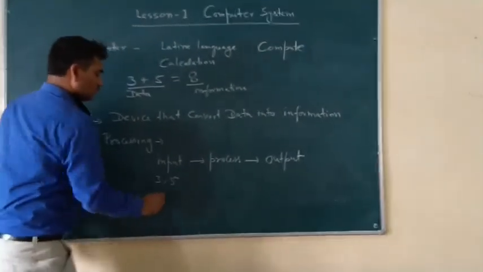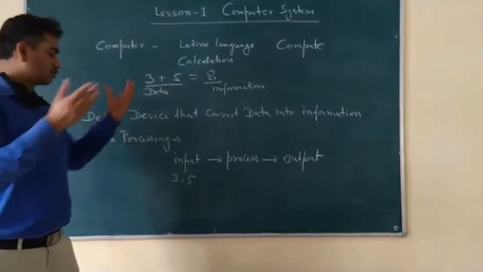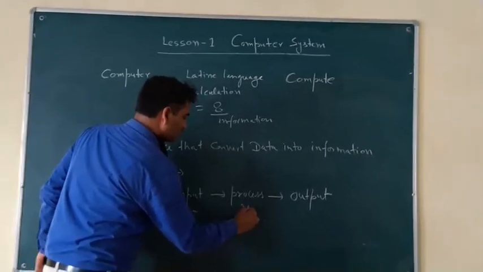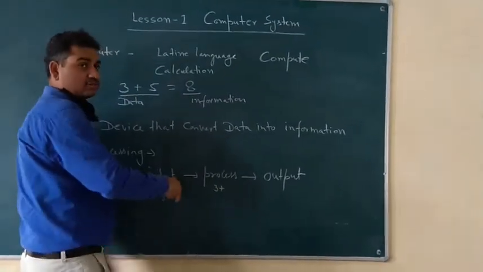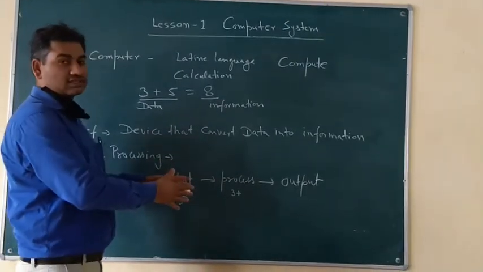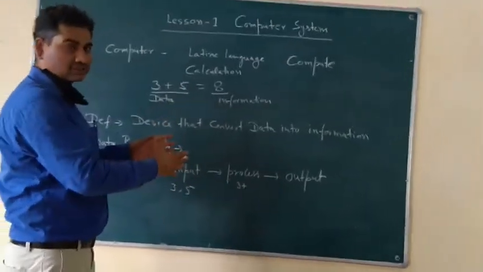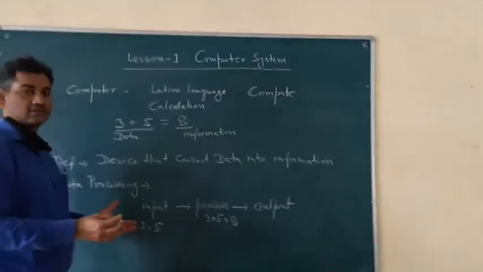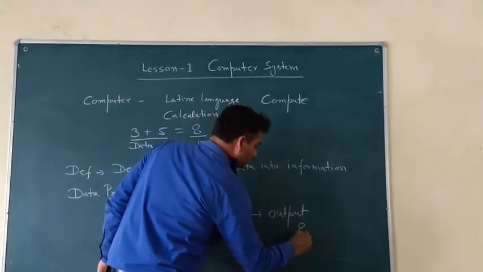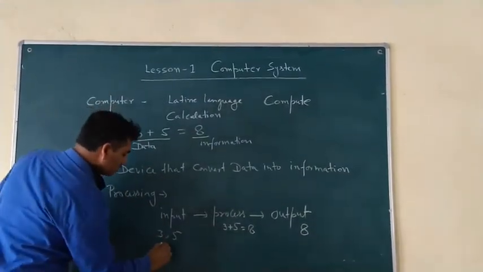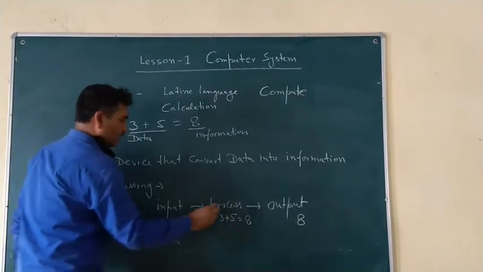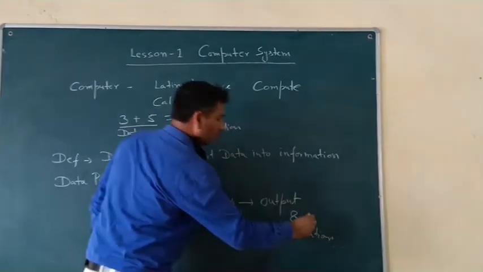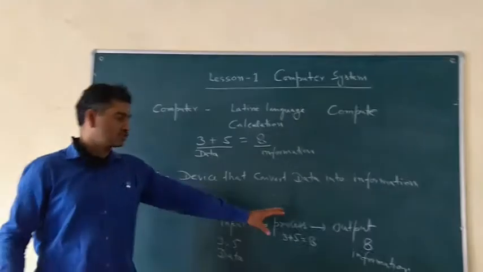Inputs are the data that you give to the computer, and processing is here. It may be plus, it may be minus, it may be multiplication. So that is called processing. Here addition is a processing. So 3 plus 5 is equal to 8. This is the processing. What is output? Output is the information. So input is data and output is information. Data processing is performed in 3 phases: input, process, and output.